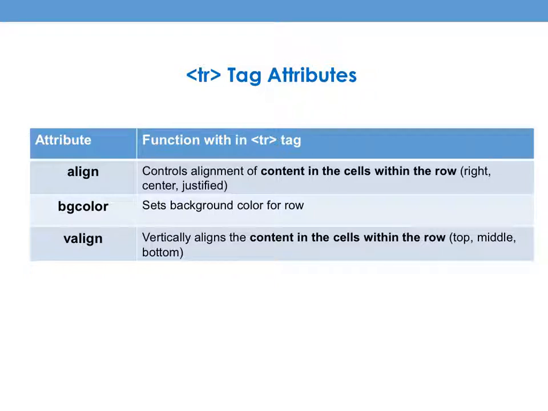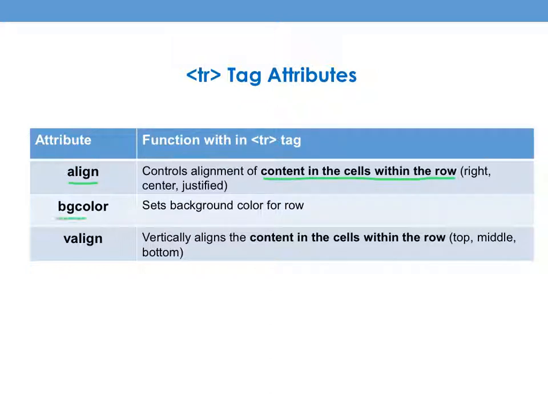Now the TR tag only has 3 different attributes. The first is the alignment tag, and this one is different than the table alignment tag. So the table alignment tag aligns it within the page, whereas the TR, the table row alignment tag, controls the alignment in the cells in a row. So that can be right, centered, or justified. You control the alignment of the text within the cell.